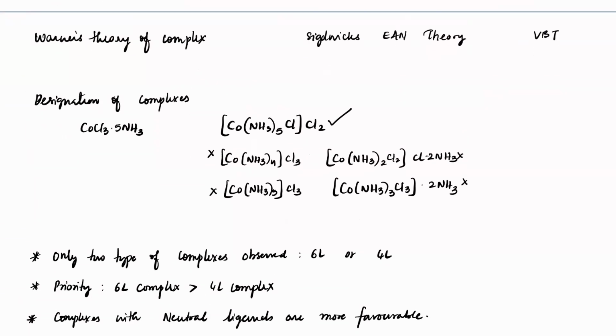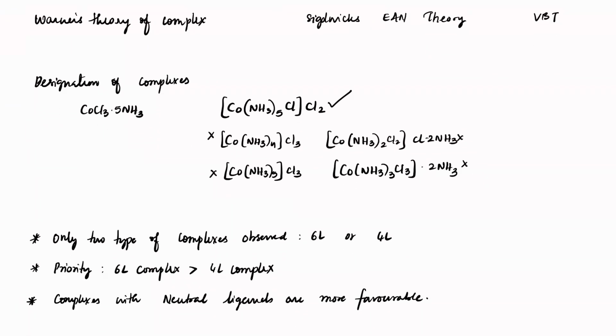Next, now come to the next part of the topic, which is about Werner's theory of complexes. As per Werner's theory of complexes, our objective mainly is to designate how the complexes must look. Generally, based on the analysis, how many chlorines are present, ammonia is present, how much cobalt is present, all together are represented this way. And this one is an old representation.